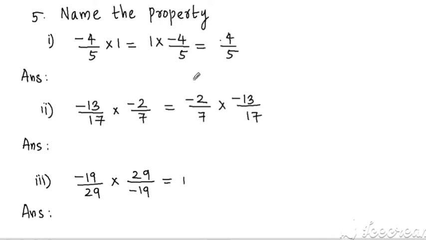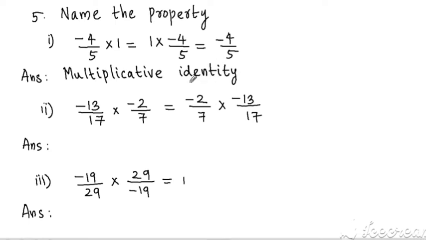Next one is name the given properties. First problem, you can see negative 4 by 5 times 1 equals 1 times negative 4 by 5 equals negative 4 by 5. So 1 is multiplied, the operation is multiplication. 1 multiplied by any number equals that number. So this property is the role of 1, or we can say multiplicative identity property. So this property is multiplicative identity.